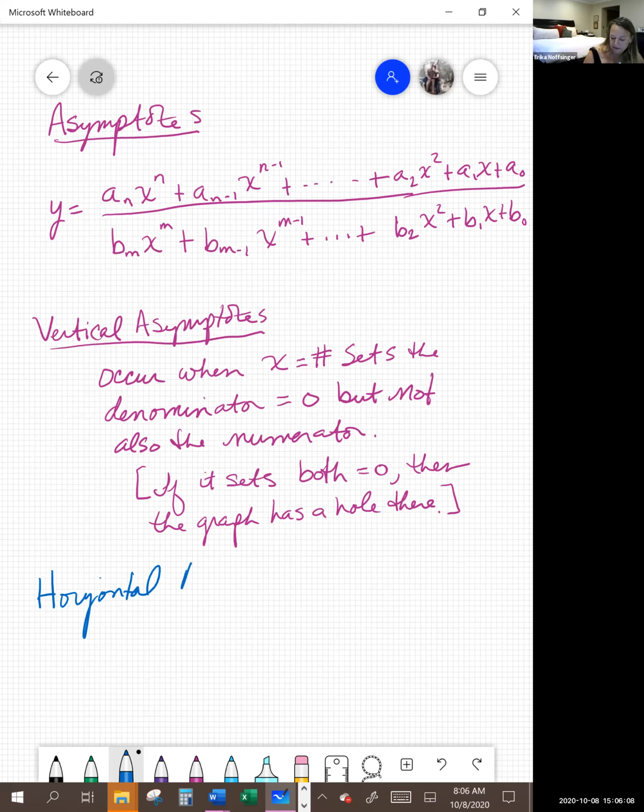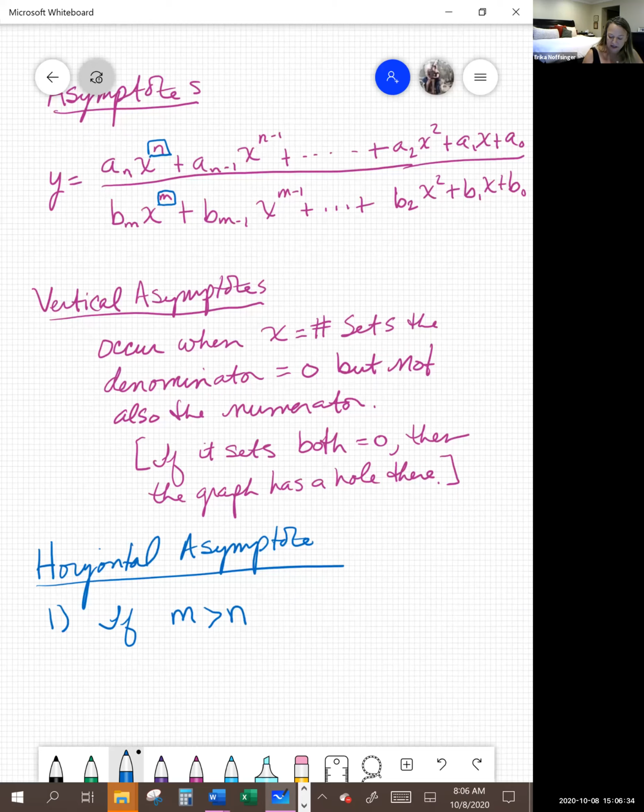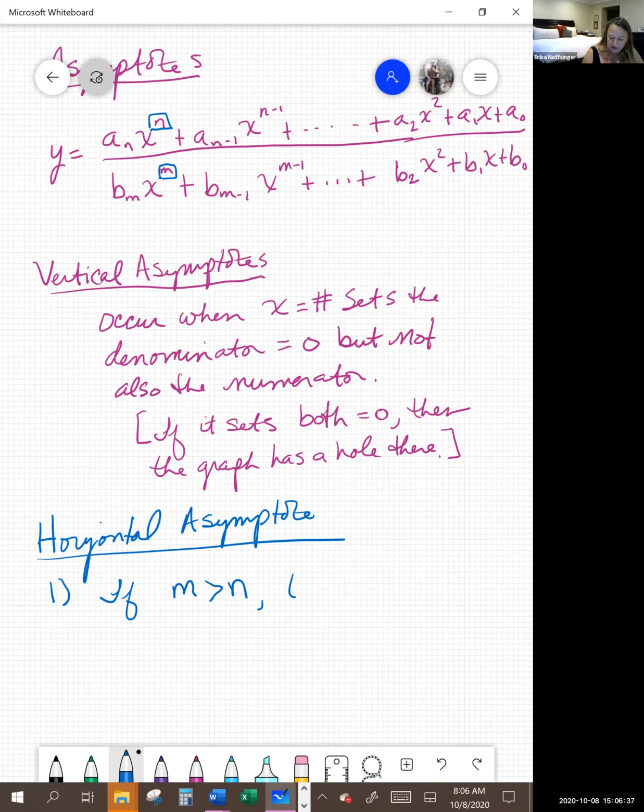So horizontal asymptote. If the degree of the denominator, m, because that's the degree of the denominator, and the degree of our numerator is n. So if m is bigger than n, the degree of the denominator is larger, then we have a horizontal asymptote at y equals 0, the x-axis.